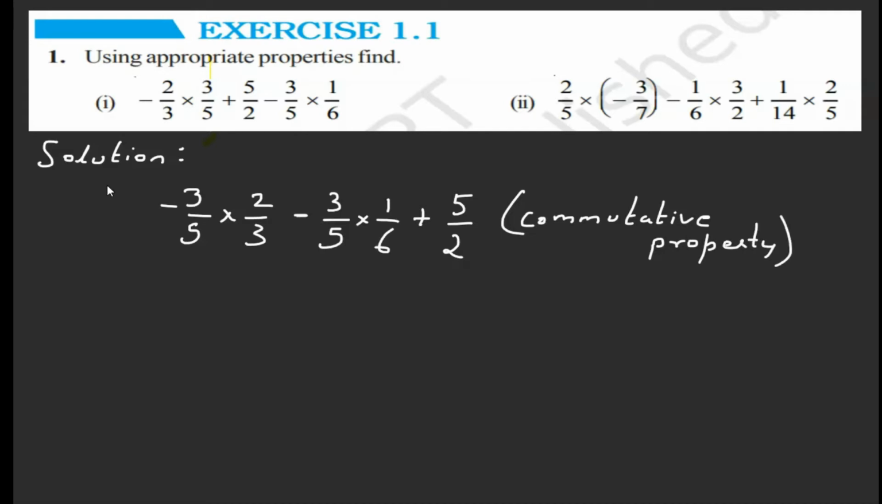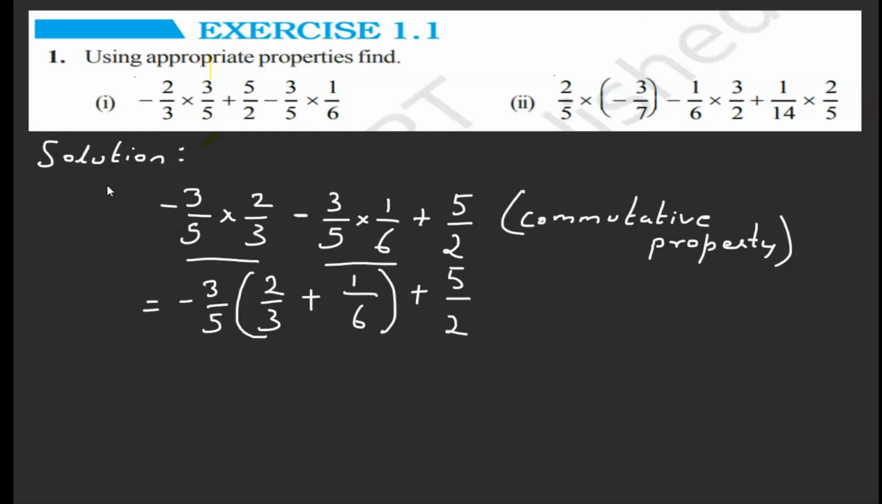So next, can you see these two groups? Here in these two groups, we can take out minus 3 by 5 as the common factor. Let us take out minus 3 by 5 out of the groups as the common factor. What do we get inside the bracket remaining? 2 upon 3 remains, and this minus we have taken out becomes plus, and here 1 by 6 remains inside the bracket. Let us close the bracket, and in the end it is 5 upon 2.